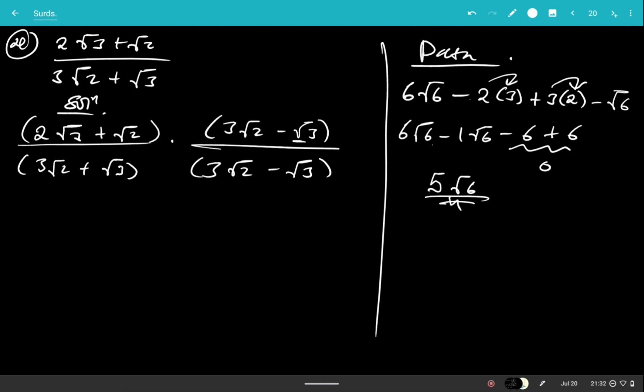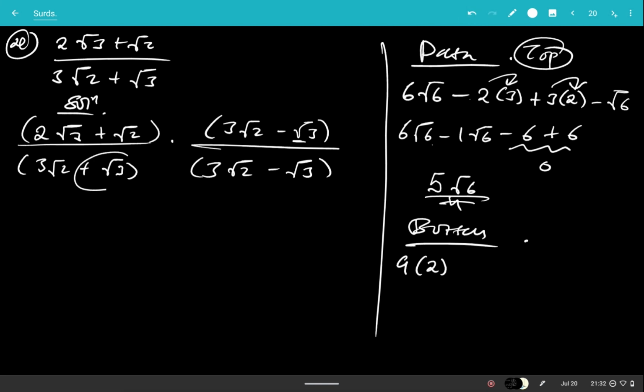Then for the bottom part, this is for the top, which is the numerator. For the bottom part, we're having the first with the first and the last with the last. So it's going to give me a 9 by 2. Then positive root 3 times negative root 3, we're going to get a minus 3. So what is 9 times 2? 9 times 2 is 18. 18 minus 3, we get a 15. So having 15 at the bottom.